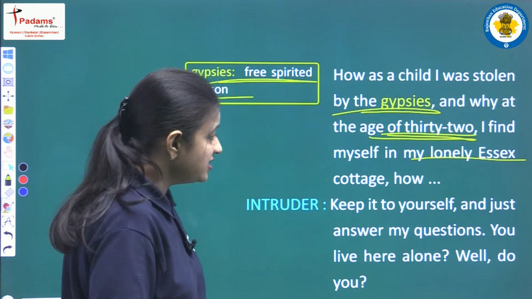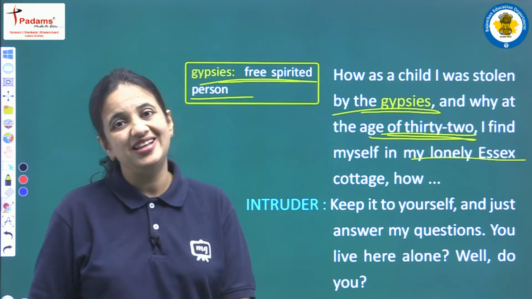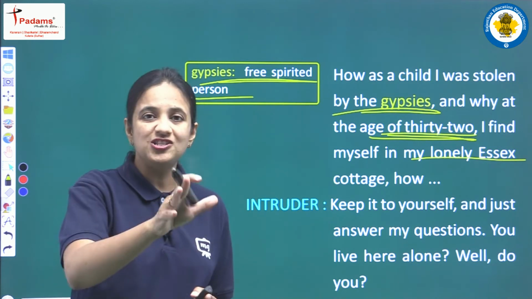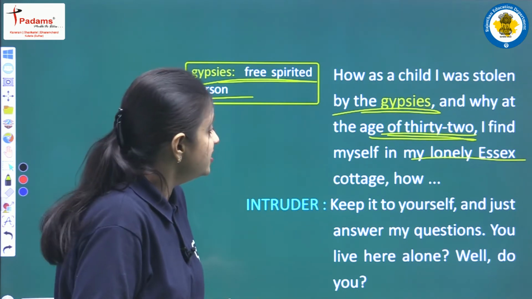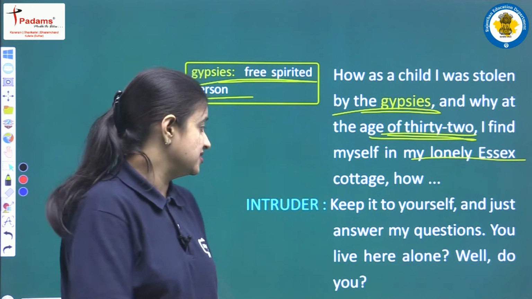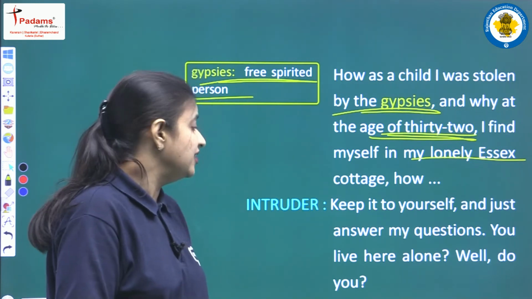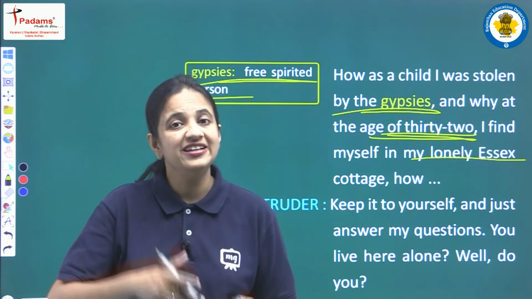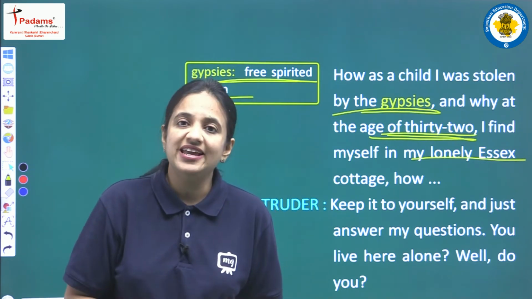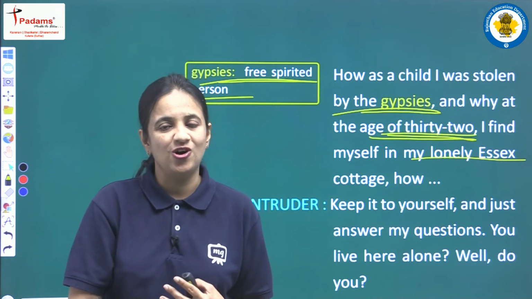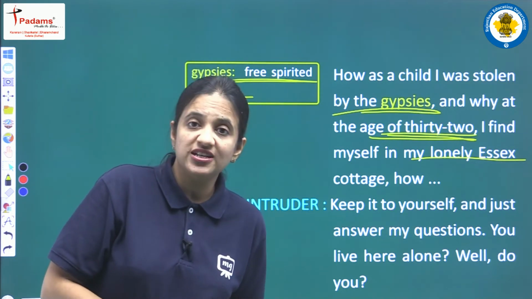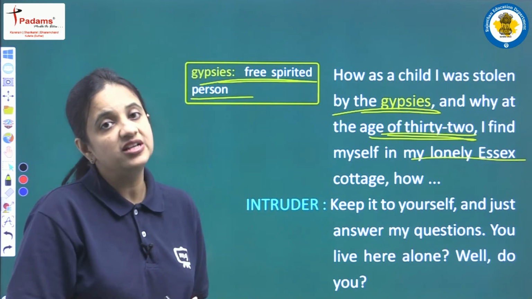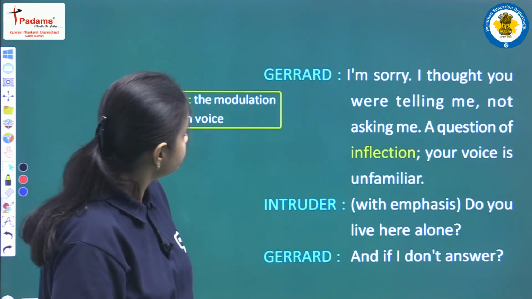Intruder: "Keep it to yourself and just answer my question." Then the intruder, a little bit irritated, is saying keep your story to yourself and just answer my questions. "You live here alone?" "Well, do you?" Obviously the intruder is not at all interested in Gerald's side of the story. So he says keep your story to yourself and just answer the questions I have. Next he asks whether Gerald lives in this cottage all alone.